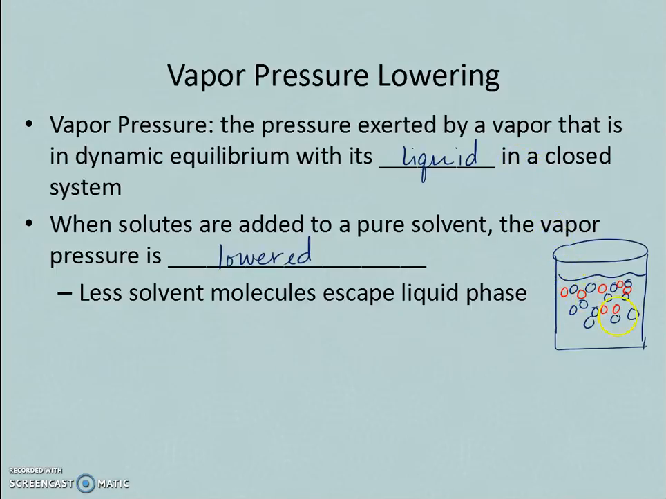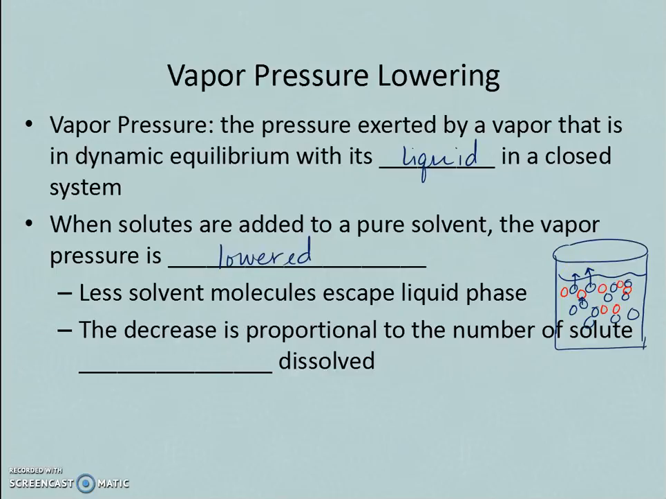So we've got sodium and chlorine ions in here, and these water molecules are trying to escape. They have to be close to the surface so they can escape and become the vapor pressure up here. But guess what? Some of them are being blocked and they can't get through. So what's happening here is it's blocking them from leaving, and it's going to lower that vapor pressure. So how much will it lower it? Well, the decrease is proportional to the number of solute particles that are dissolved.